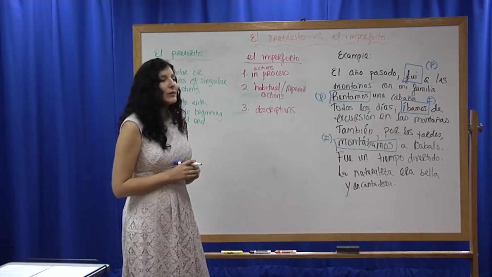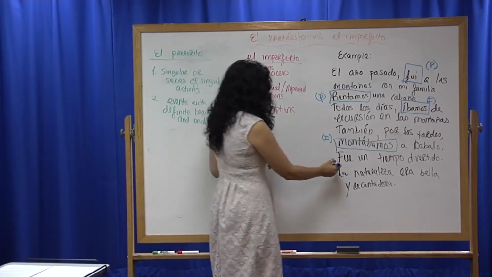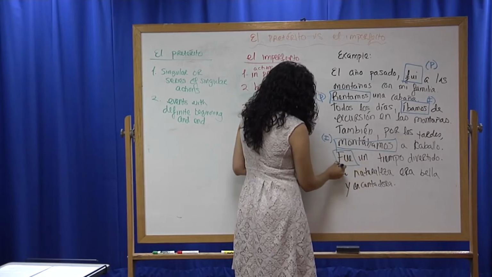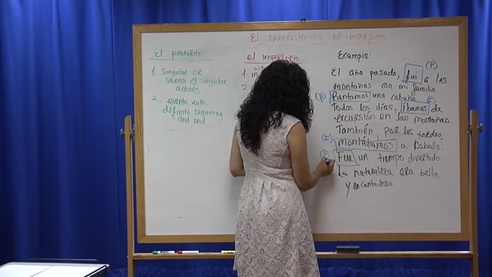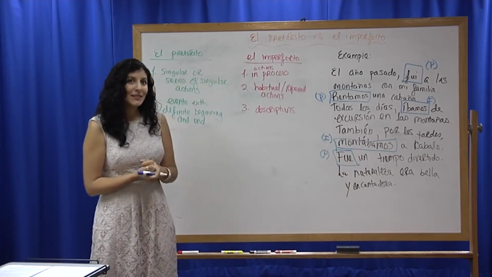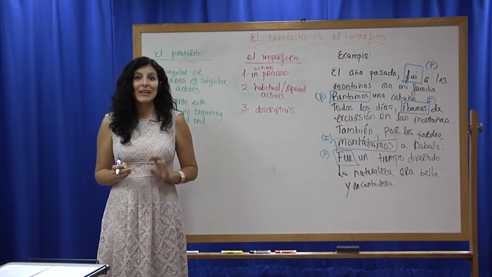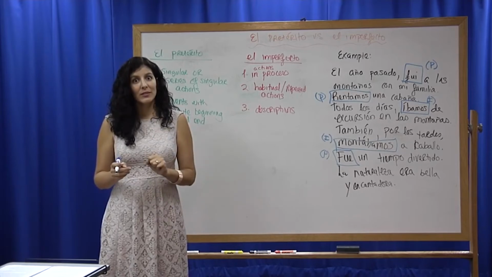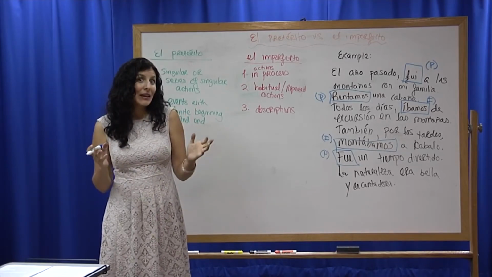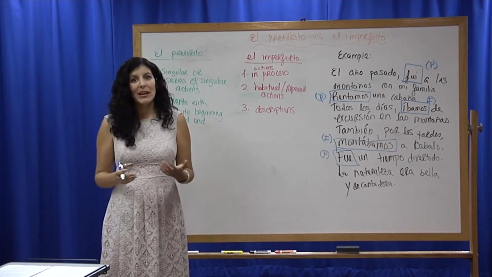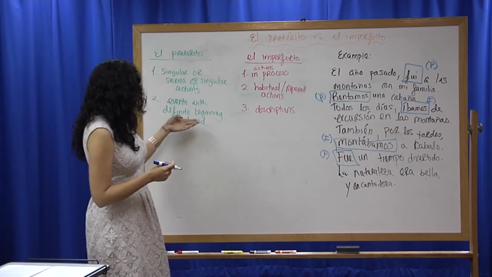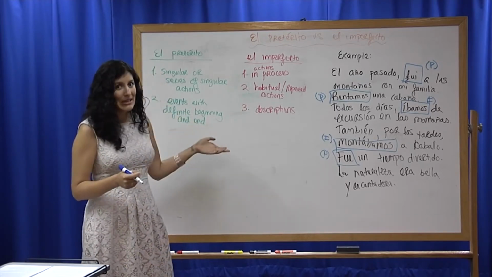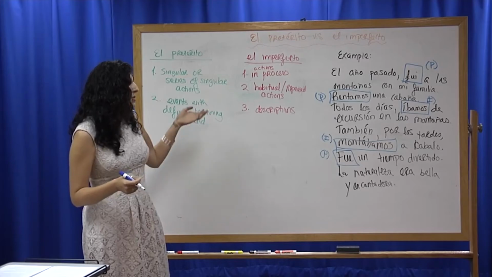Fue un tiempo divertido. Here I have fue, which we know is a preterite. And that makes sense because that one vacation, that one time was a really good time. So I'm talking about that vacation. So I'm saying that one time it was really nice. So in a way I'm talking about an event with a definite beginning and end. And so I would use the preterite.